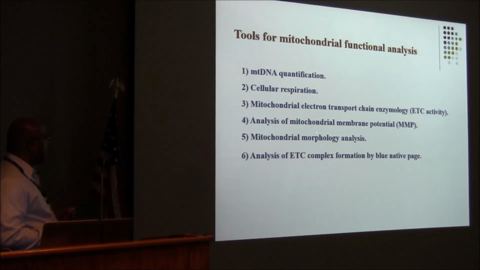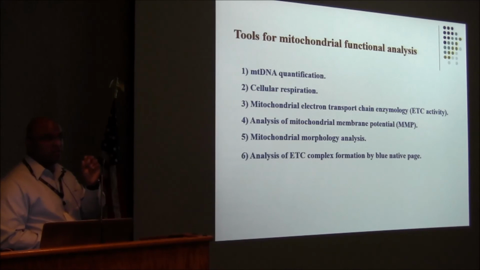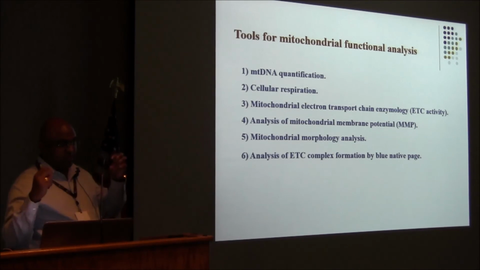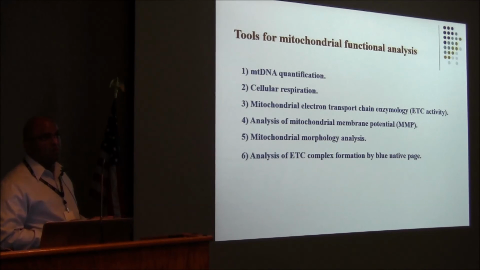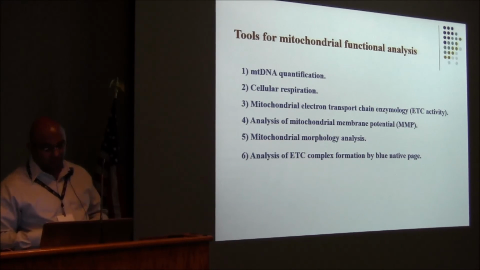And you can look at the mitochondrial morphology under a microscope. Most of the time they are thread-like, nice looking structures. If they are round or if they are too big, that means there is something wrong with mitochondria. And finally, analysis of the ETC complex formation by blue native PAGE.